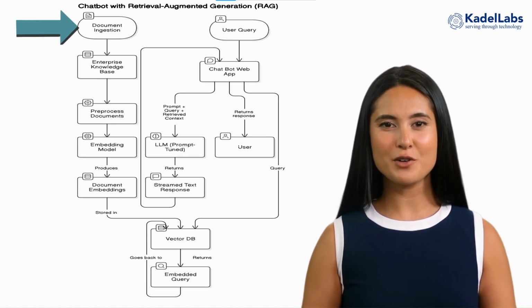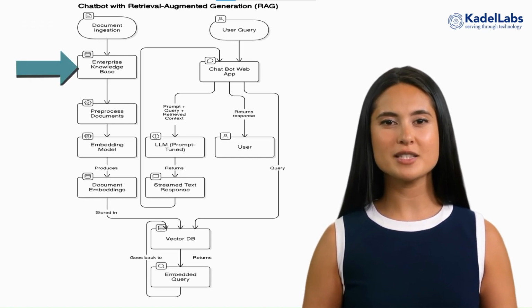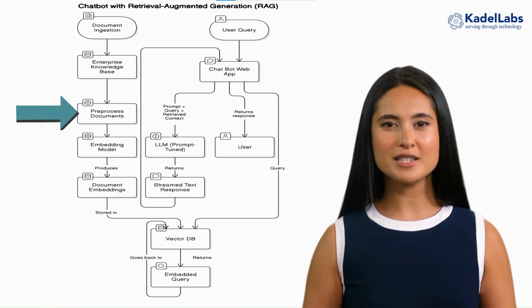Document ingestion involves collecting valuable documents like PDFs, reports, and manuals containing company knowledge. The enterprise knowledge base serves as a central repository, storing all company documents in their original form. Preprocessed documents cleans and divides documents into smaller, manageable chunks for easier processing.